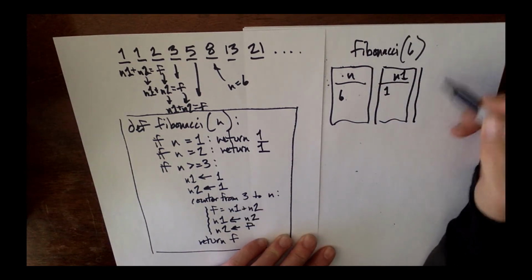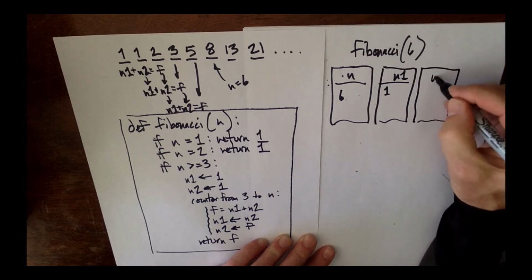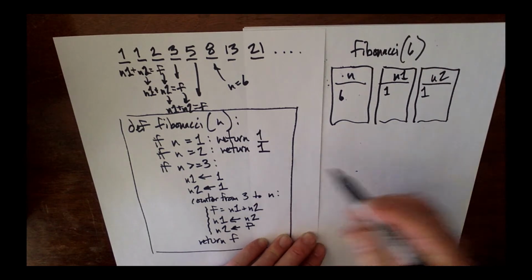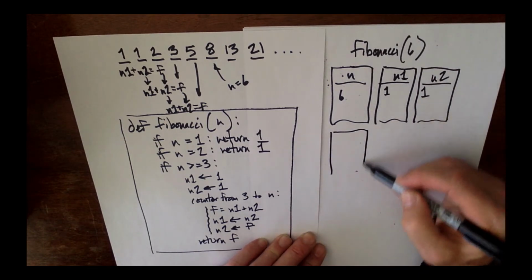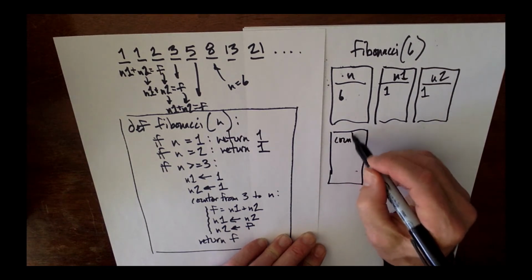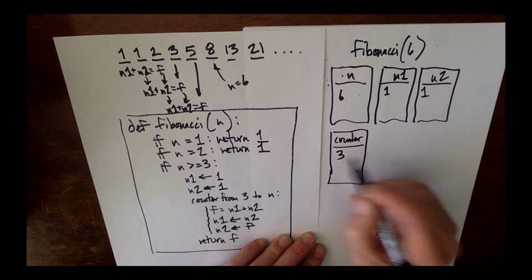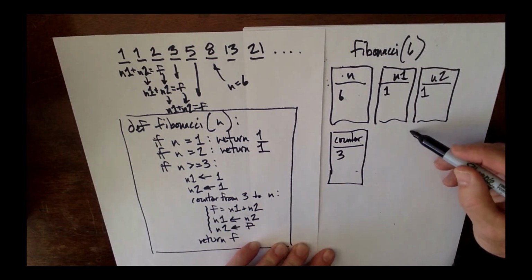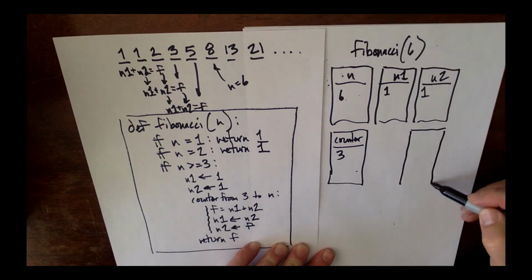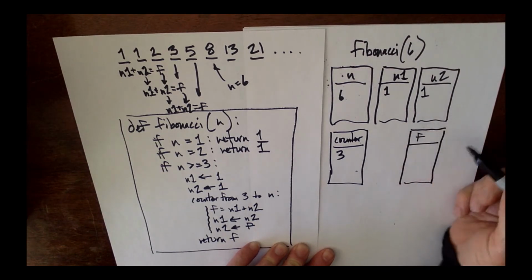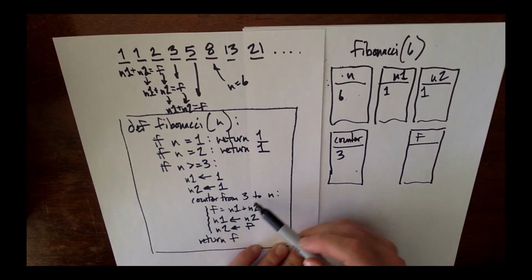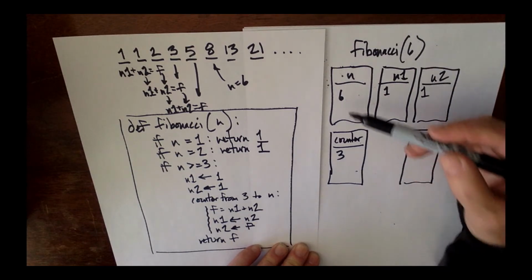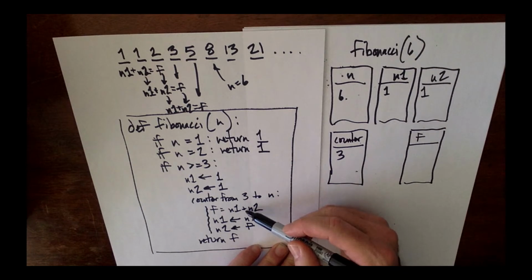N2, that's going to have an initial value of 1. And then I've got a counter running from 3 all the way up to n. So my counter is going to start at 3. There are other ways you could do this, but this is the way I chose to do it. And then I'm going to be calculating an f value here. I'm going to set that off to the side because that f value, that Fibonacci value, is the one I'm really interested in. And since my counter hasn't yet reached the n value of 6, I'm going to run through and start doing these things.